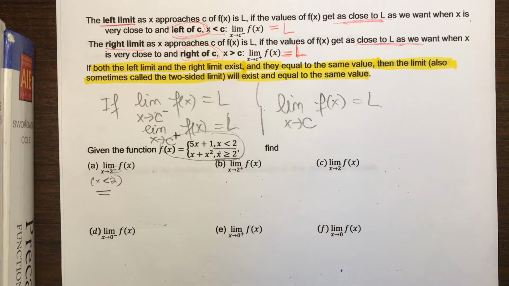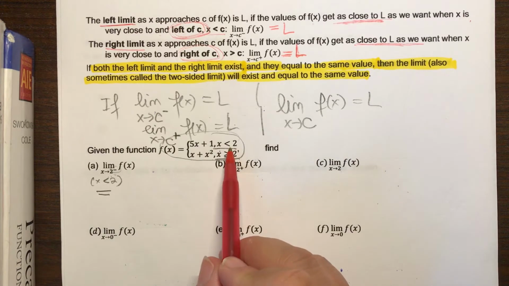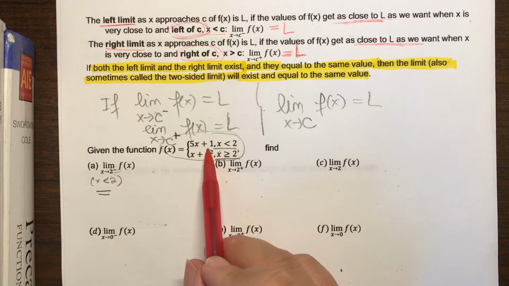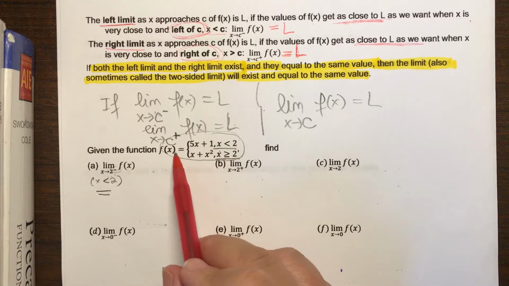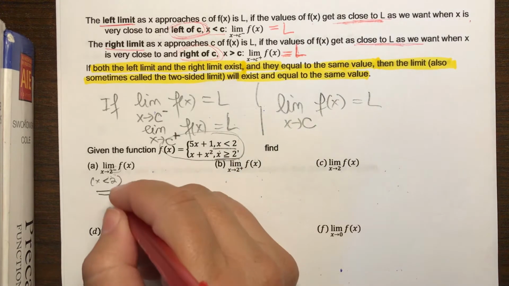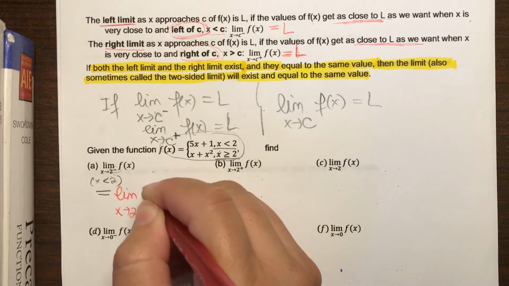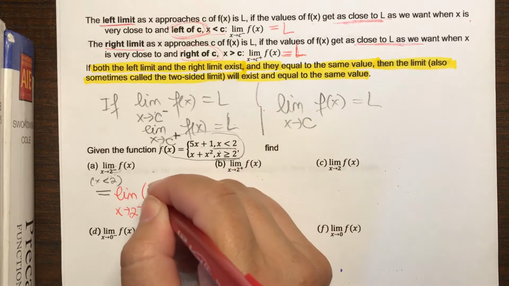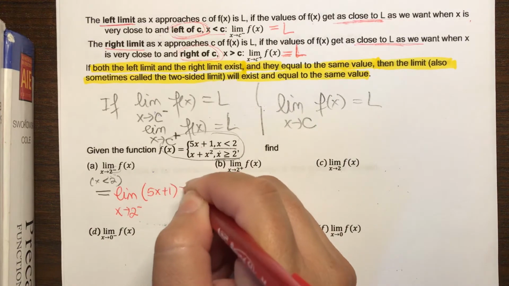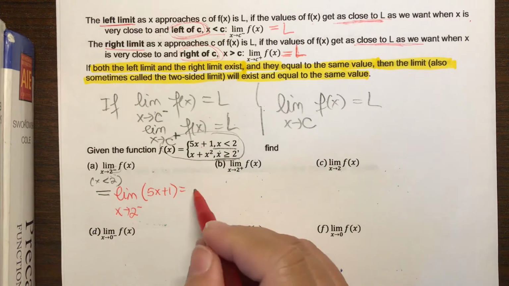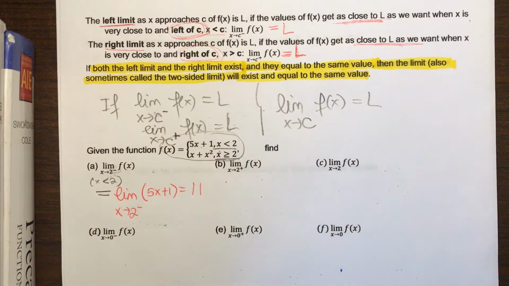If the values of x have to be less than 2, that means I am supposed to pick this side of the definition, right? Because that's what the function equals when x is less than 2. So I'm supposed to find the limit as x approaches 2 from the left, and I have to use this part of the definition. Plugging in a 2 here gets me an 11, right?